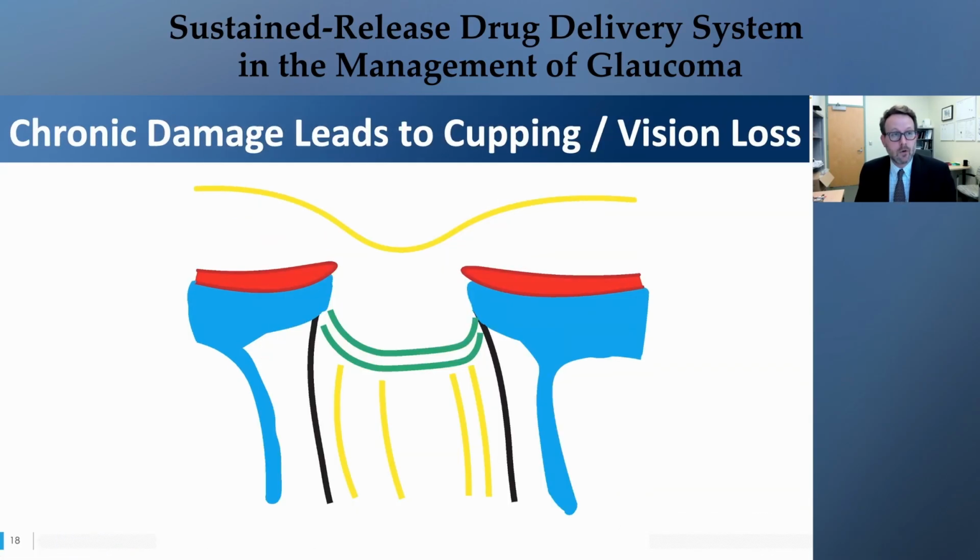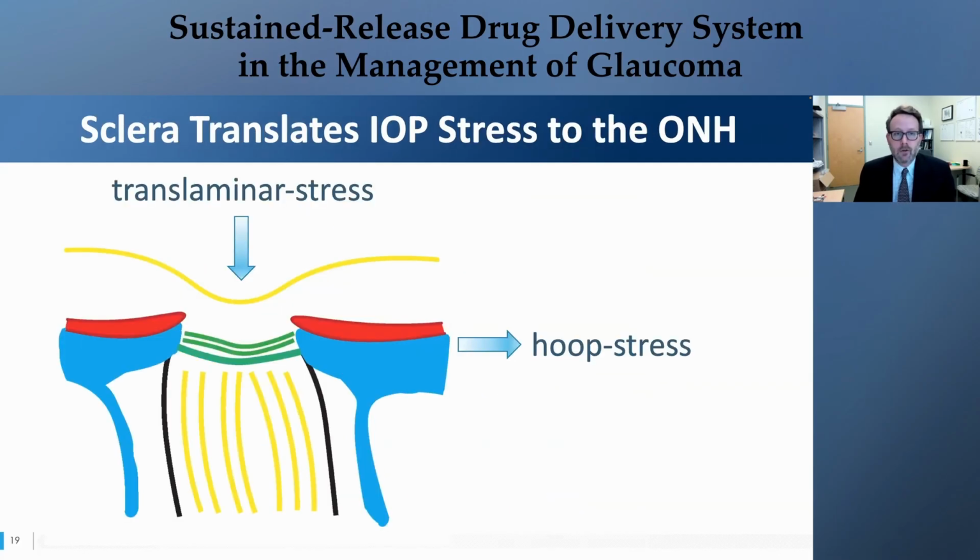In chronic glaucoma, the chronic damage leads to cupping and vision loss. And how these chronic changes occur actually isn't completely known. We do know that intraocular pressure stress is translated to the optic nerve head through the sclera through two different mechanisms. One is hoop stress through the wall of the eye, as it goes around the shell of the eye. And the other is translaminar stress, which is the pressure differential from intraocular pressure within the eye to pressure within the nerve tissue outside the eye.